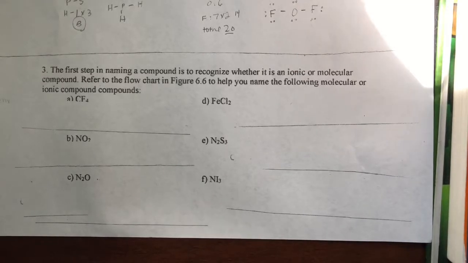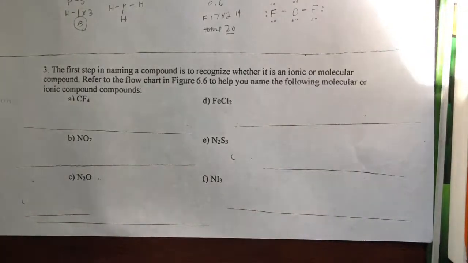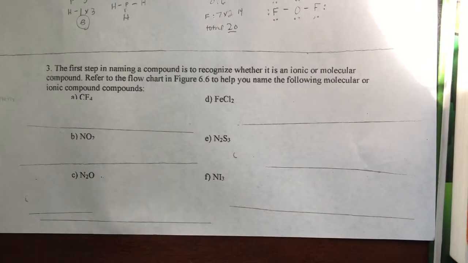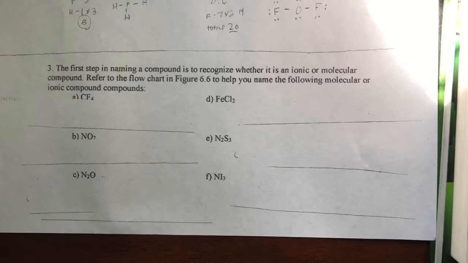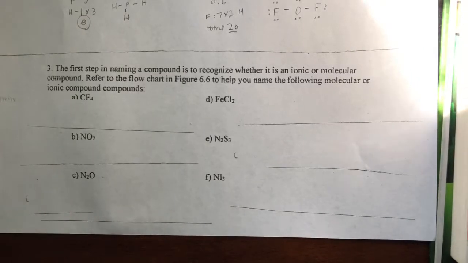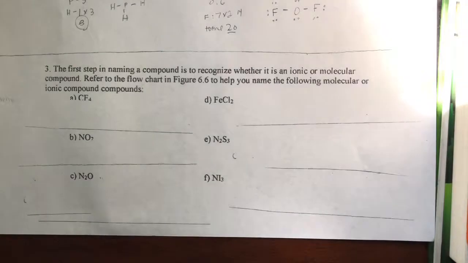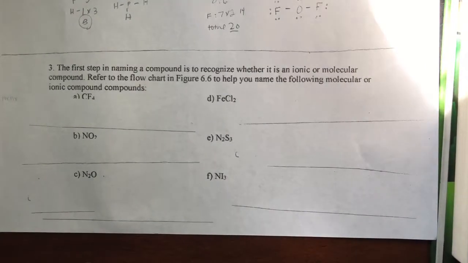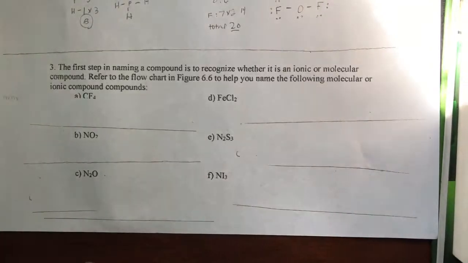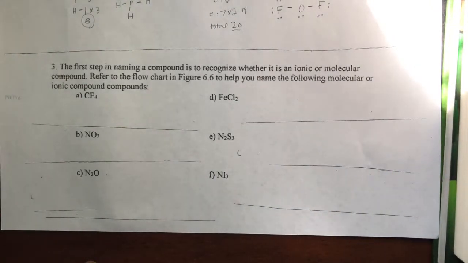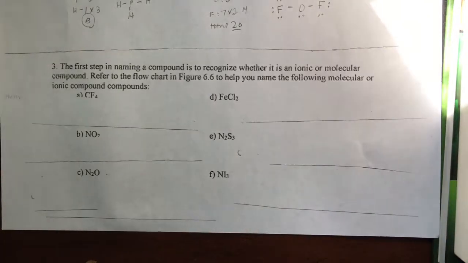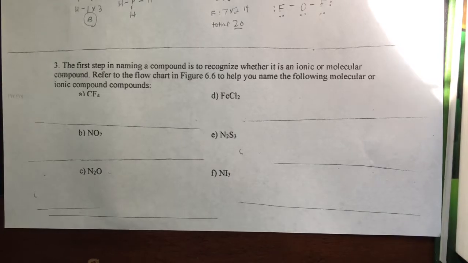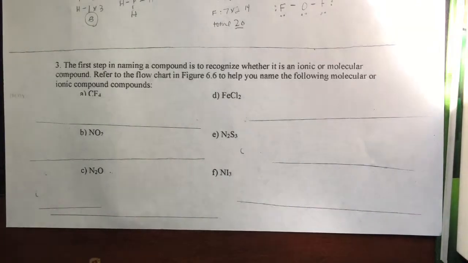Continuing on, the first step in naming a compound is to recognize whether it's an ionic or molecular compound. Refer to the flowchart in figure 6.6 to help you name the following molecular or ionic compounds. When you name molecular compounds, prefixes are used to indicate the number of a given element present in the compound. Mono indicates 1, di indicates 2, tri is 3, tetra is 4, penta is 5, hexa is 6, hepta is 7, octa is 8, nona is 9, and deca is 10.